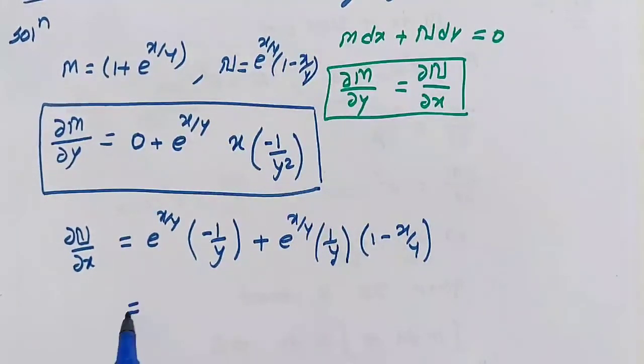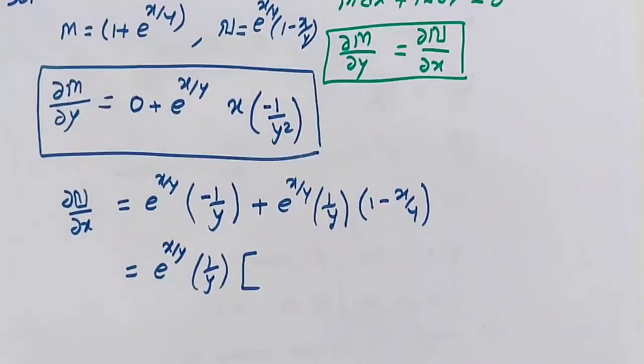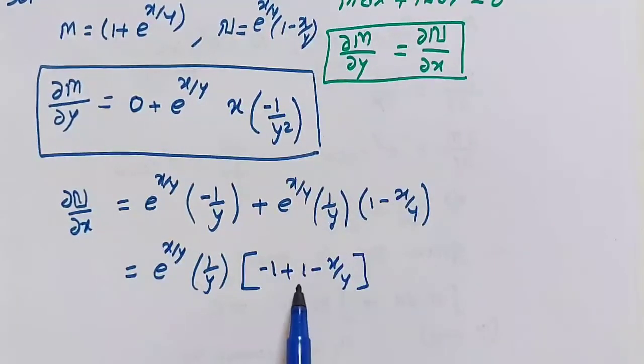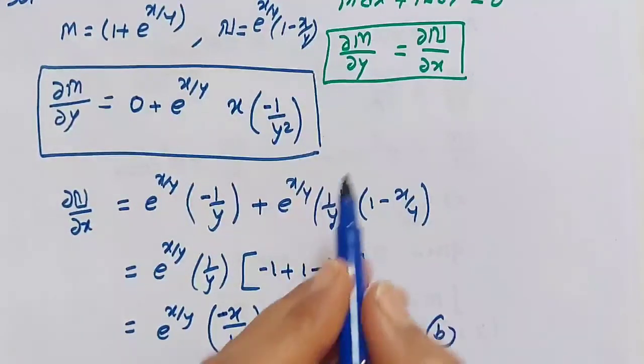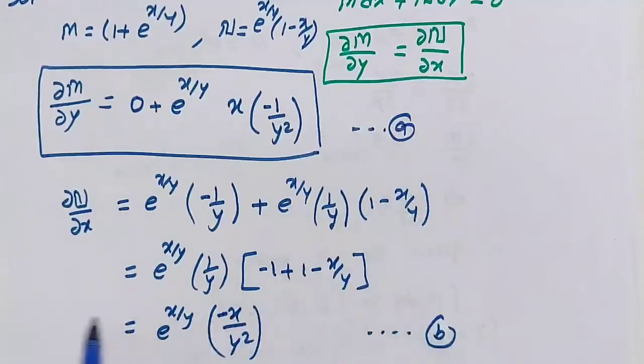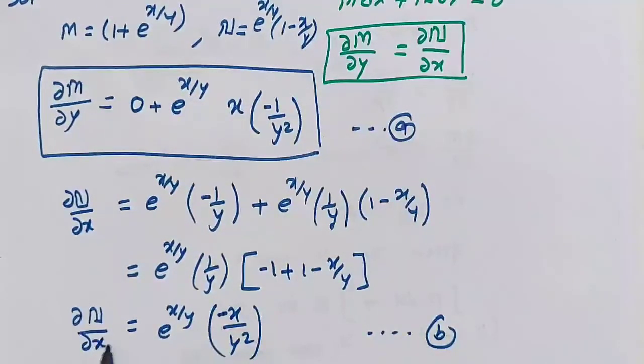From this we can take the similar term outside, so here e raised to power x by y into 1 upon y is common. If we take it outside, then the remaining is minus 1, and here it is plus 1 minus x by y. So here plus 1 and minus 1 cancel, and the remaining is minus x by y. So it is e raised to power x by y times minus x by y square. This is our equation B, and this is equation A. It is del N by del x.